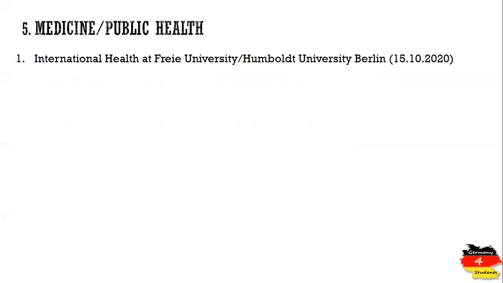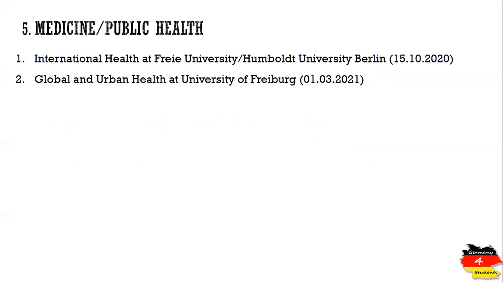And now let's see what are the programs available in medicine or public health. It's very high in demand. The first program is International Health at Freie University or Humboldt University, Berlin. The deadline is 15th of October for this program. Global and Urban Health at University of Freiburg, 1st March 2021 is the deadline.